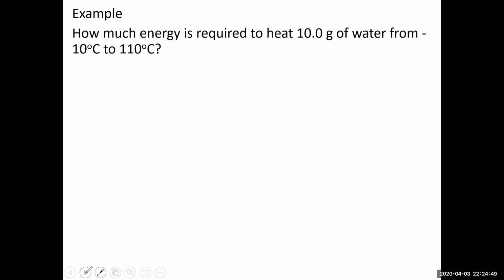This next problem is a little bit more involved. Here we want to look at how much energy is required to heat 10.0 grams of water from 10 degrees Celsius to 110 degrees Celsius.